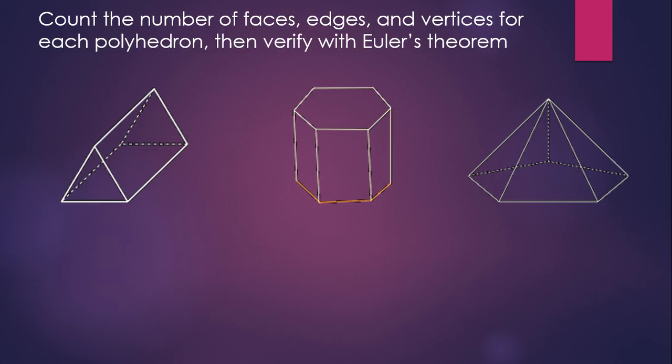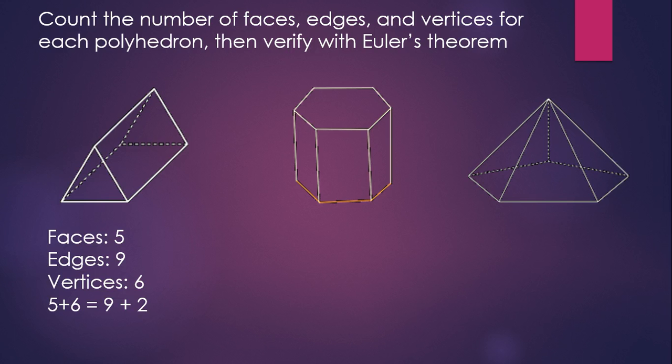Count the number of faces, edges, and vertices for each polyhedron. Then verify with Euler's theorem. The triangular prism has 5 faces, 9 edges, and 6 vertices. And 5 plus 6 equals 9 plus 2.